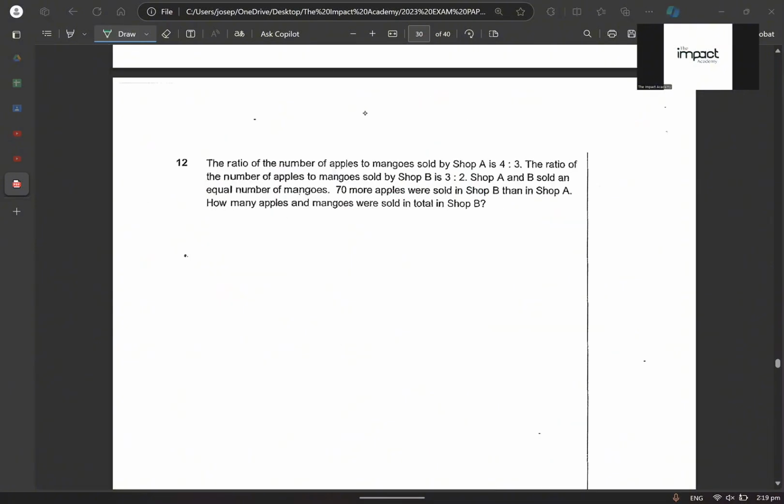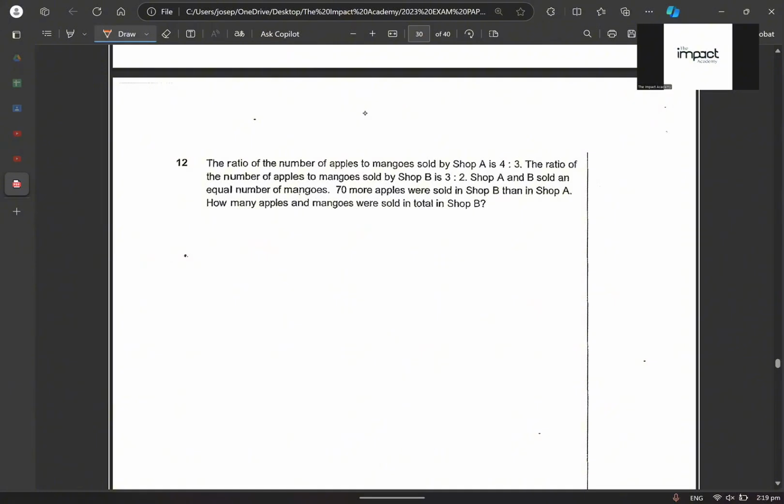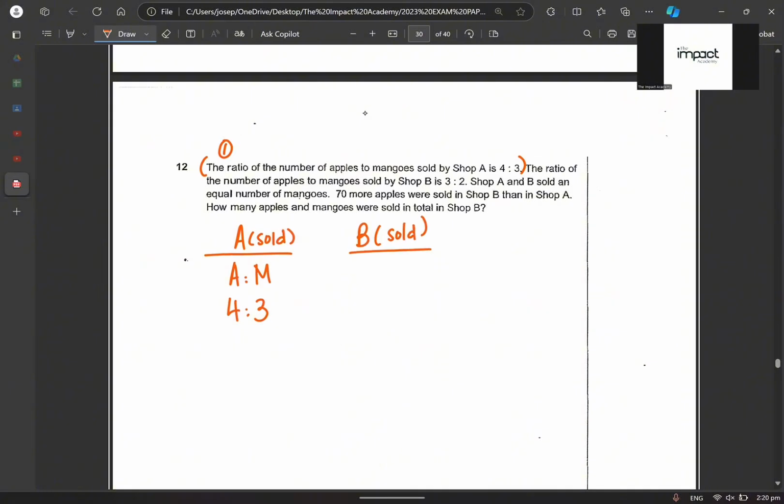Now, in the next question, as you can see over here, it says that the ratio of the number of apples to mangoes sold by shop A, so shop A sold over here, apples to mangoes is 4:3. And for shop B, what did they say? They say that apples to mangoes is 3:2. Then in sentence number 3, it says that shops A and B sold an equal number of mangoes, which means I'm going to make the mangoes here and the mangoes here the same.